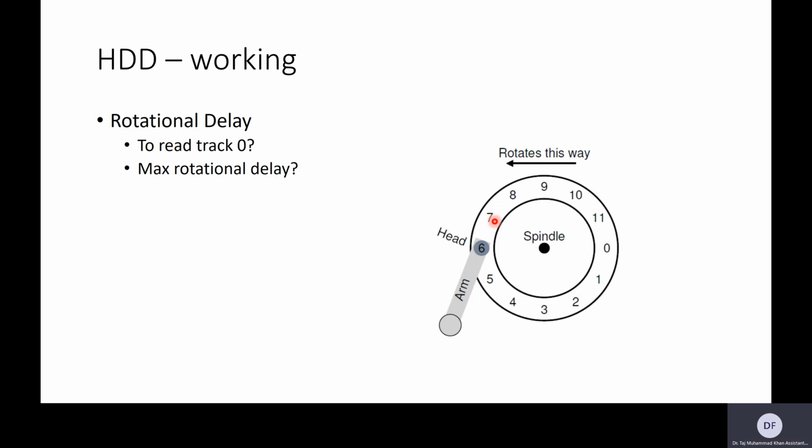And what's the max rotational delay? The max rotational delay will be a full rotation. For example, if after sector number 6 we want to read from sector number 5, we'll have to do a full rotation. So on average, the average rotational delay for hard disks is basically half the full rotational delay, because sometimes we'll be reading from sectors which are nearby, and sometimes from sectors which are far away. So on average, we'll be making about half a rotation for every read.